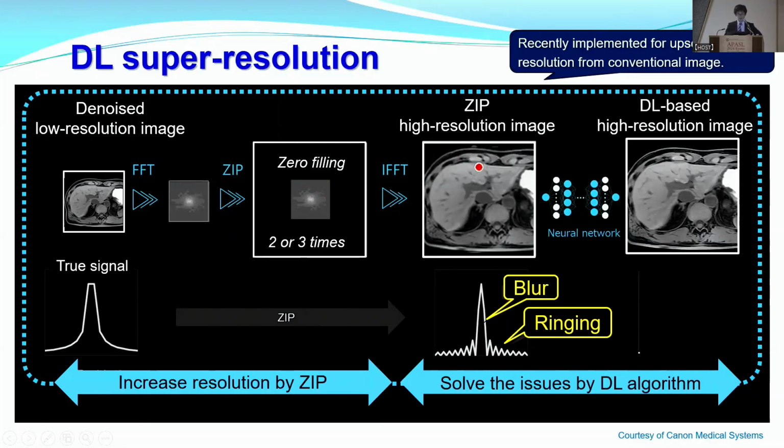And then the Fourier transformation is performed to obtain the zero-filling interpolation applied high resolution image. However, this image contains substantial blur and ringing, which reduce the image quality. But by applying a convolutional neural network to this image, a deep learning-based high-resolution image can be obtained.